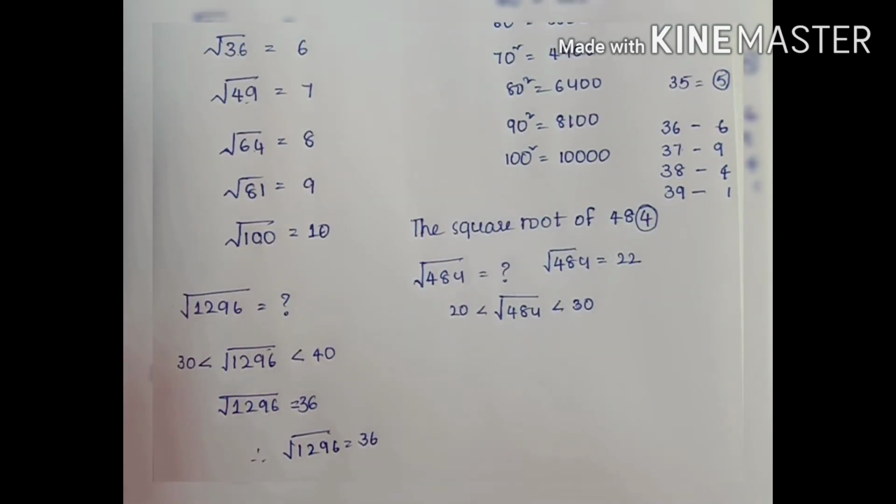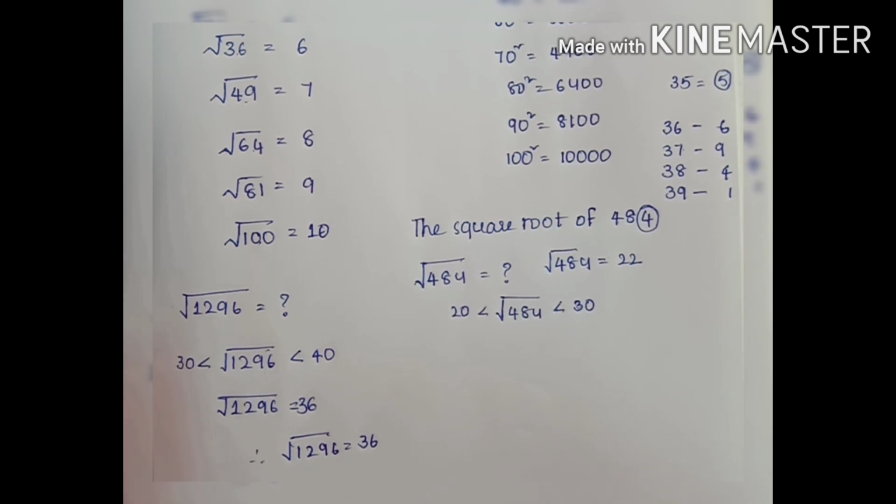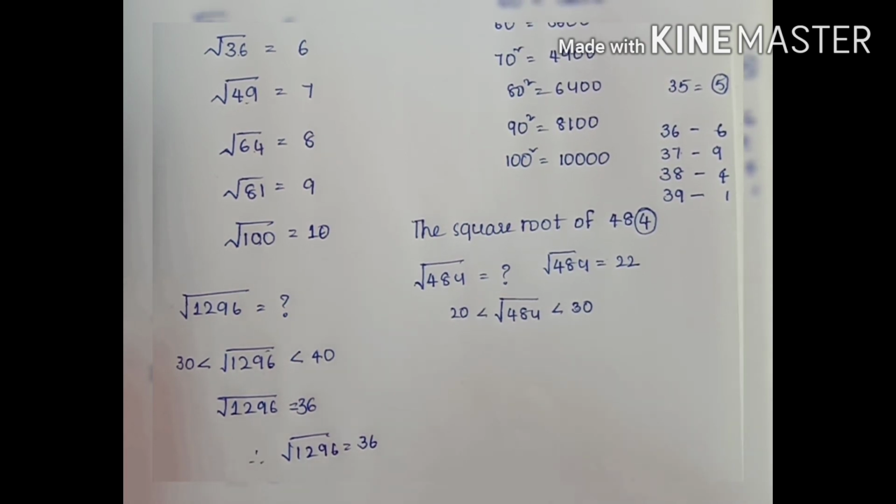I hope you are clear with this topic, and now you can find the square roots of multiple digit numbers such as 3 digit, 4 digit, 5 digit numbers in the same way and as easily as possible, and you can reduce the time of calculations in your exams.